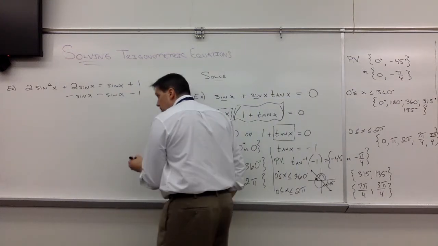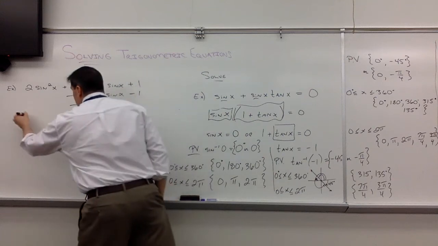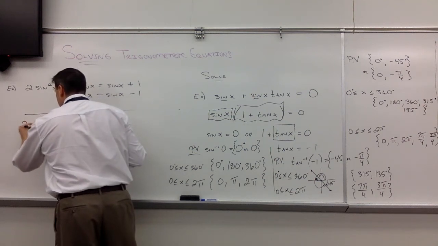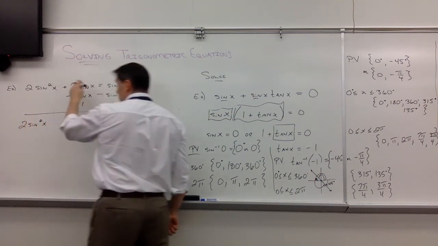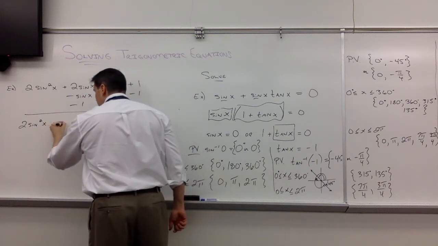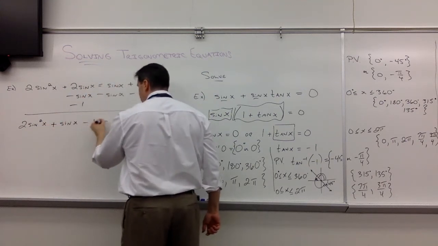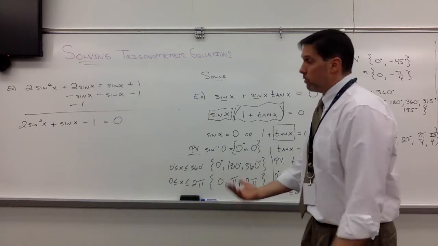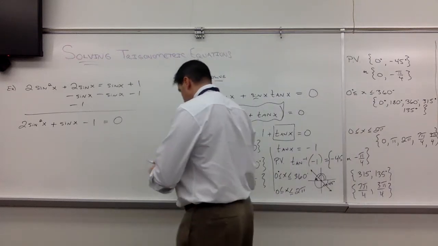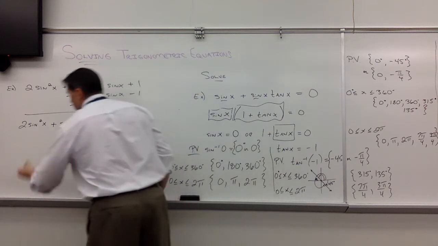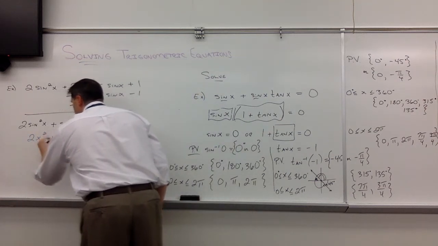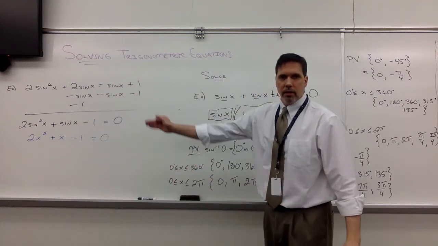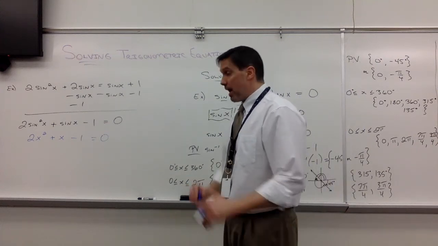And while I'm at it, I am going to subtract 1 from both sides, just so this is equal to 0. So in order, I would write 2 sine squared x, 2 sine of x minus sine of x is plus sine of x, and then minus 1 equals 0. Now the question is, what do I do with that? Well, we're going to attempt to factor it, because we're going to think of this as 2x squared plus x minus 1 equals 0. Think of it as being very similar to that quadratic equation.